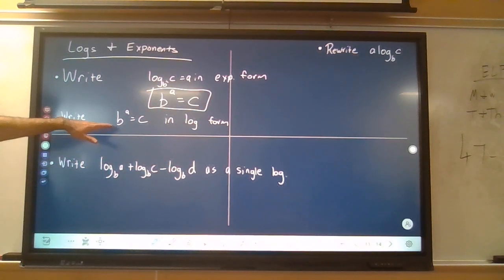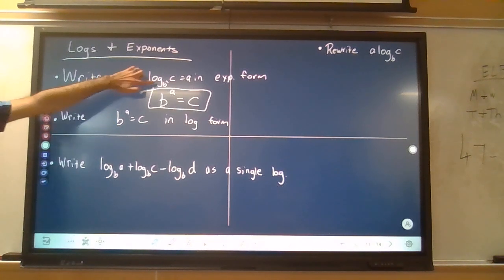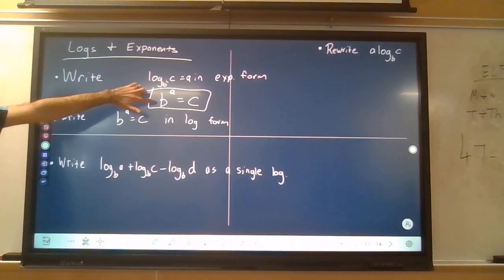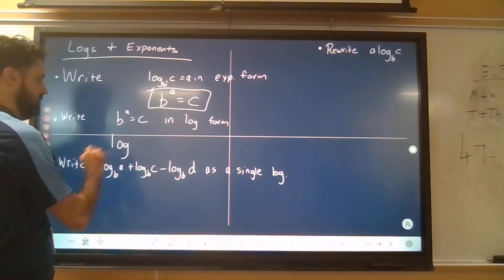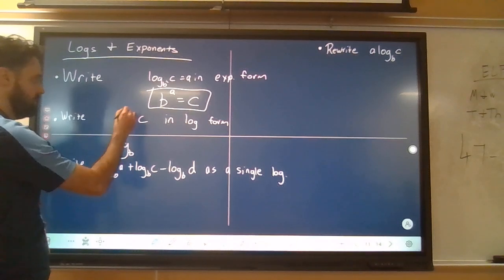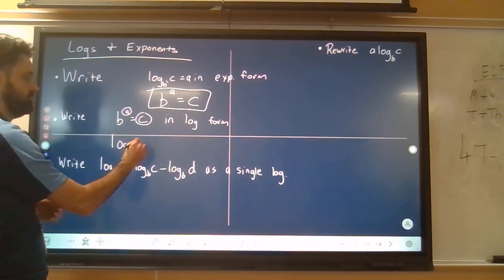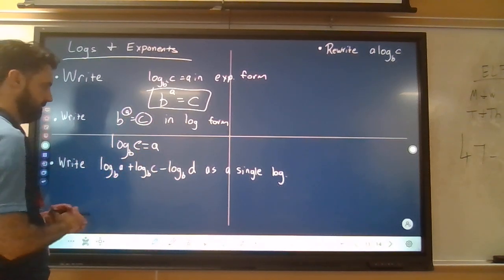This is going the opposite direction, so it helps, again, if the exponent is on the left. The base is always the base, so the bottom of the log is the bottom of the exponent. So I'm going to write log first. B is still the base, and the other 2 things switch places. So C goes here, A goes there.